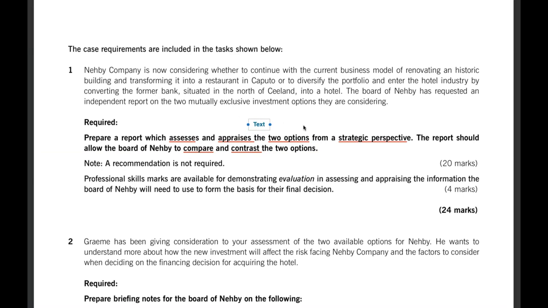Have a read up here. Navy company is now considering whether to continue with the current business model of renovating an historic building and transforming it into a restaurant in Caputo, or to diversify the portfolio and enter the hotel industry by converting the former bank situated in the North Sealand into a hotel. The Board of Navy has requested an independent report on the two mutually exclusive investment options they are considering. What do you think is the syllabus area?